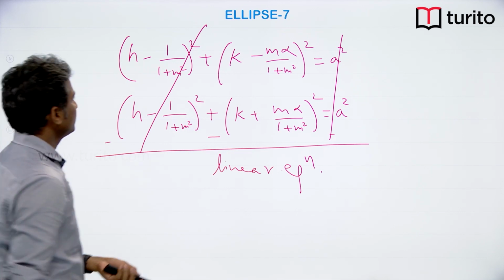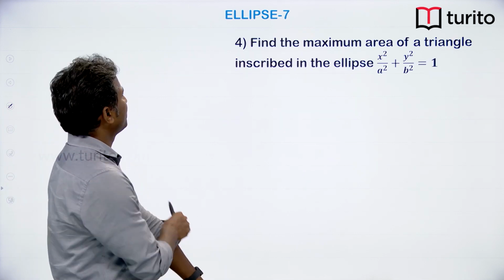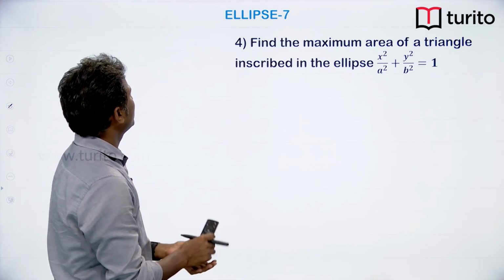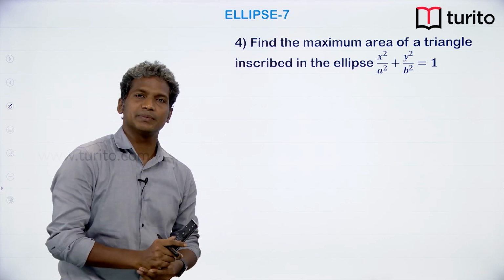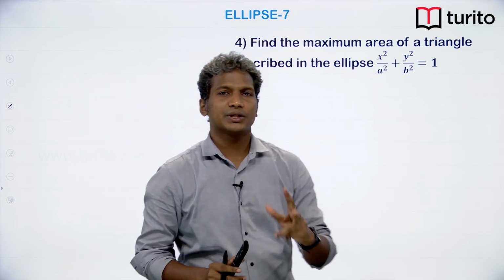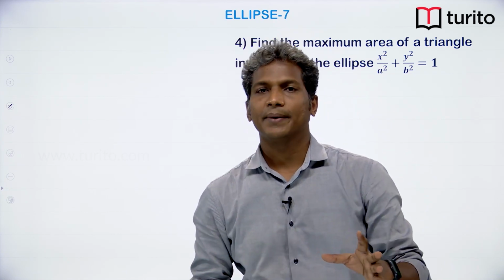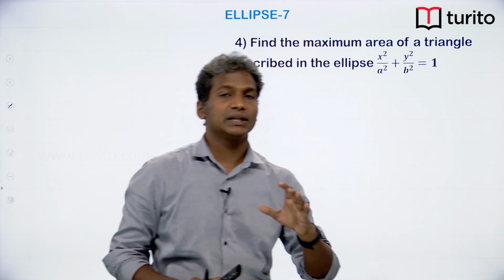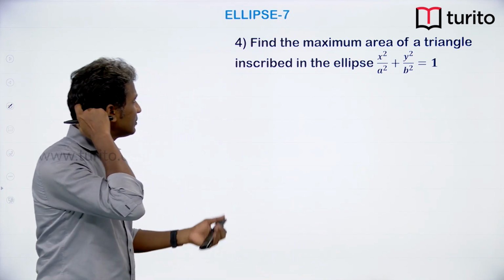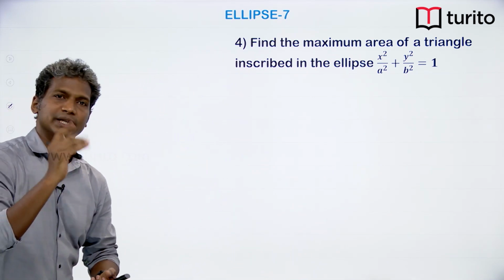Okay. So, now let us go to the next question. Find the maximum area of a triangle inscribed in the ellipse. So, here there are two methods of solving this. One, we can assume that it is an isosceles triangle and solve it. Other, we can solve it in general sense. Okay. So, let me just do it for both cases.